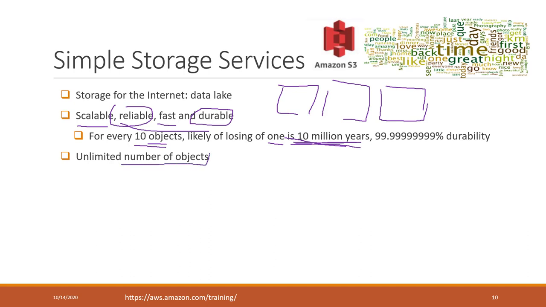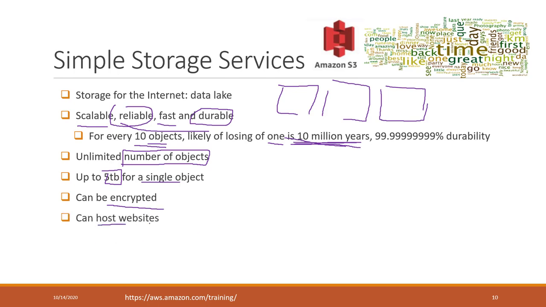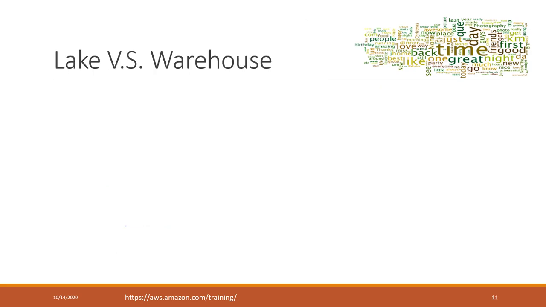You can store an unlimited number of objects. And also for a single object, there's a terabyte limit. You can also encrypt your data. Actually, on AWS, all the services allow you to encrypt your data. You can also host websites, as we just did. For each single account, you can create 100 buckets. Okay, so that is some basic information about S3.